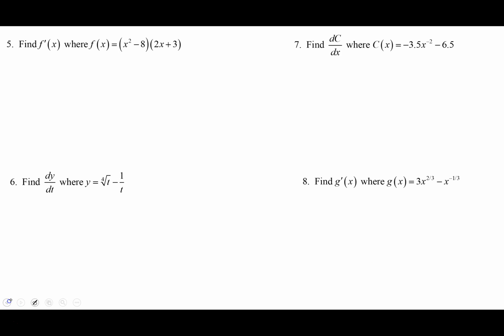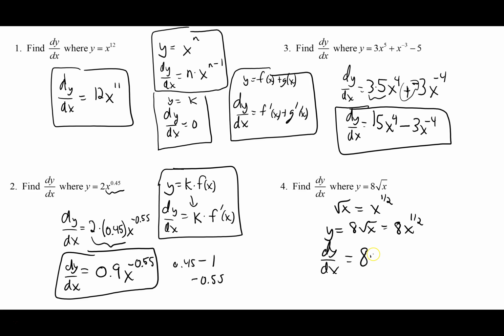Remember constants, you just carry them down. Don't do anything with the constant. Focus on the part that is the function. Bring down the exponent and take away 1 from it. If you're at 1/2 and you take away 1, you're at negative 1/2. And what you do with those constants is, like we did before, you multiply them together. So it's 4x to the negative 1/2. Okay, great.